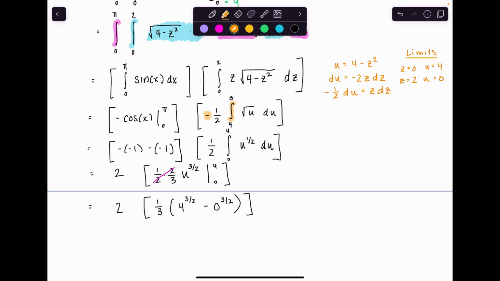And this you can simplify because this half power is saying take a square root of 4, so that's 2, and then 2 to the 3rd will end up equaling 8. So this becomes 2 times 8 over 3, or overall, this thing is equal to 16 over 3.